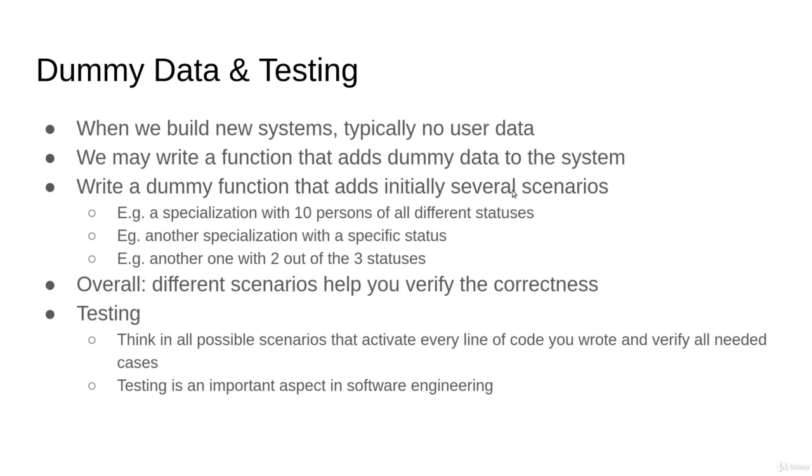So if you think about some scenarios here, you might think, okay, I might need to generate one specialization that will have 10 persons, maybe of all different statuses, and maybe another specialization with a specific status, like one of them only, maybe another one or two with only two of the statuses, maybe one of them with only one status, and so on. Overall, you need to think about the different scenarios that help you verify the correctness of your program. Testing is a very critical skill for every software engineer. So you have to develop your testing intuition about what needs to be verified, about what kind of scenarios you need to consider.